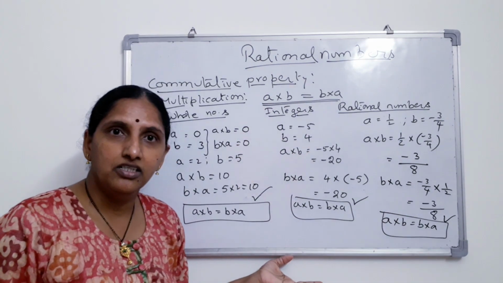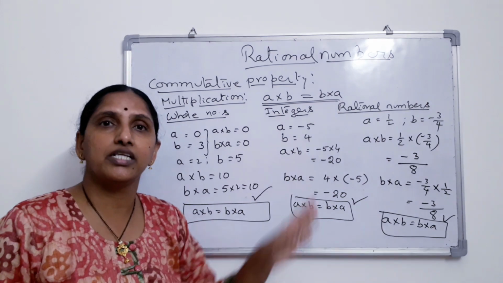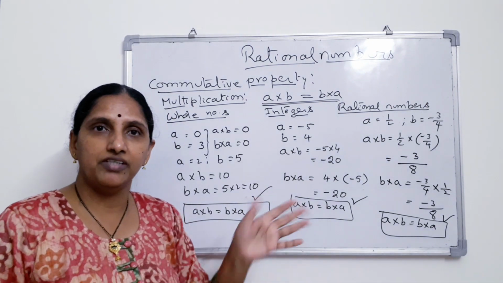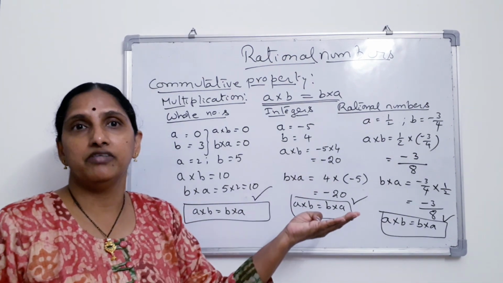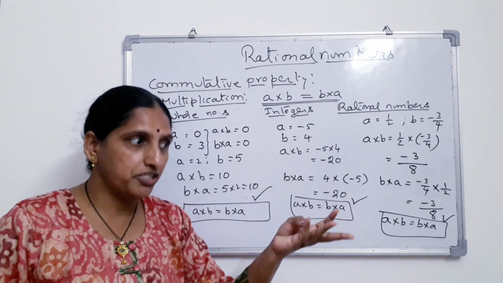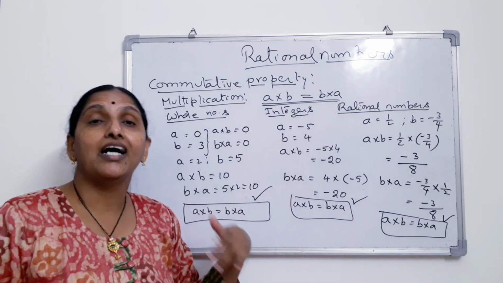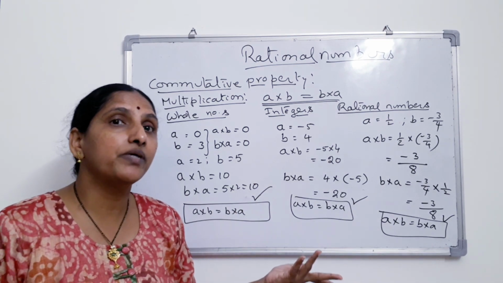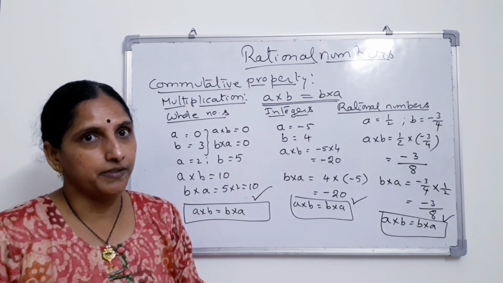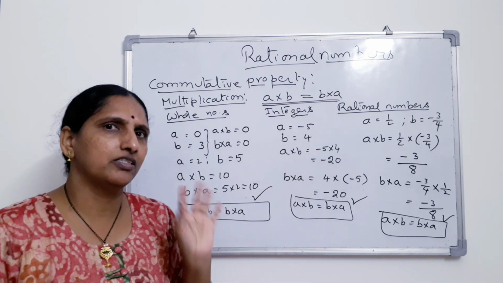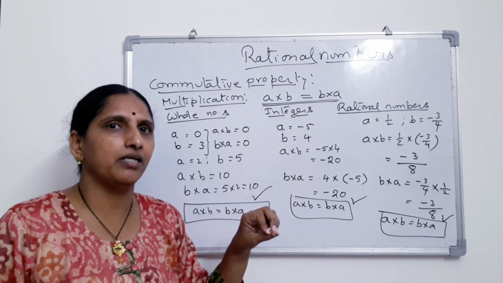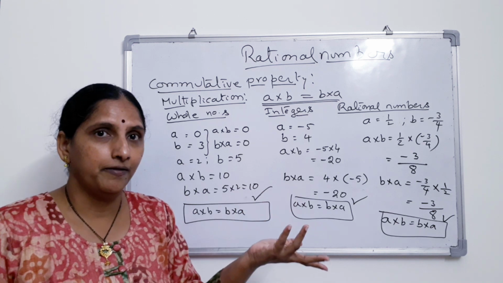Is that clear? So now you might be familiar with all the rational numbers by now, because we have seen the closure property, and the commutative property of addition and subtraction is done. Now multiplication is also done. The next part we are going to move to is division. Some of the smart children might already be thinking about how to perform division.